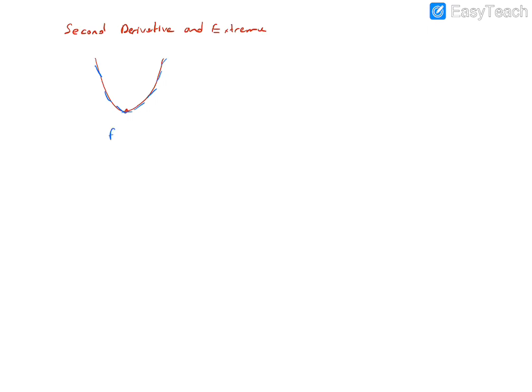So if f double prime is positive at the point C, this is the point C, then this is a local minimum. If we have a situation like this at the point C, this is a local maximum. Here f double prime at the point C is less than 0. So the second derivative test says this fact.